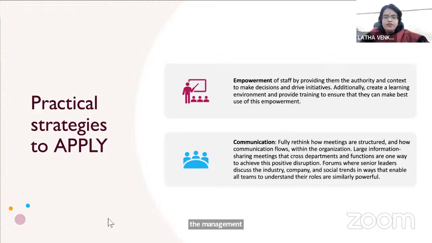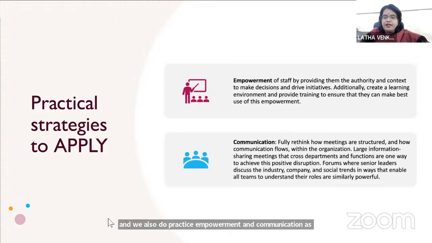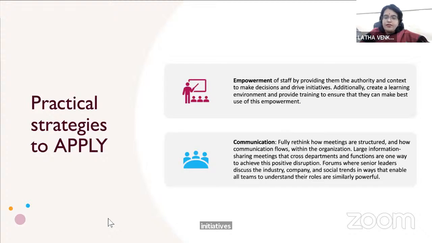And we also need to practice empowerment and communication as strategies. Empowerment of staff by providing them authority and context to make decisions and drive the initiatives. And additionally, create a learning environment and provide training to ensure that they can make best use of this empowerment.